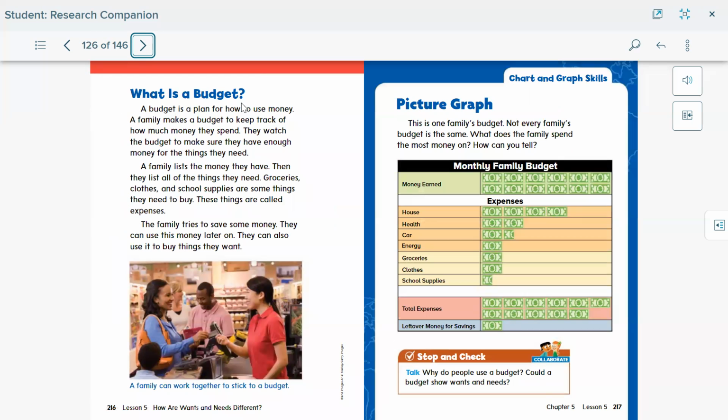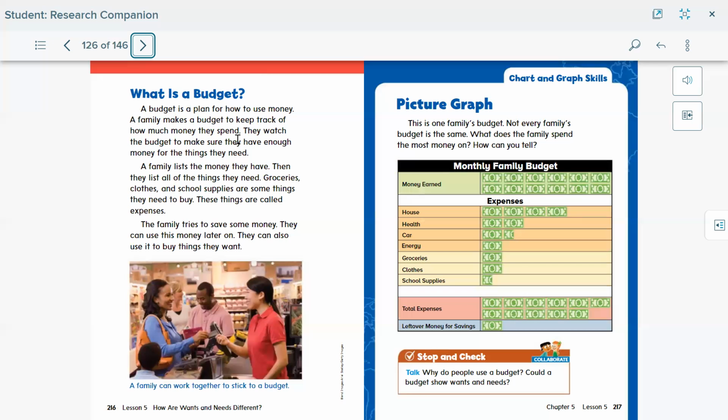All right, what is a budget? I'm sure you heard this word. A budget is a plan for how to use money. A family makes a budget to keep track of how much money they spend. They watch the budget to make sure they have enough money for the things that they need. A family lists the money they have. Then they list all the things that they need. Groceries, clothes, and school supplies are some things they need to buy. These things are called expenses.